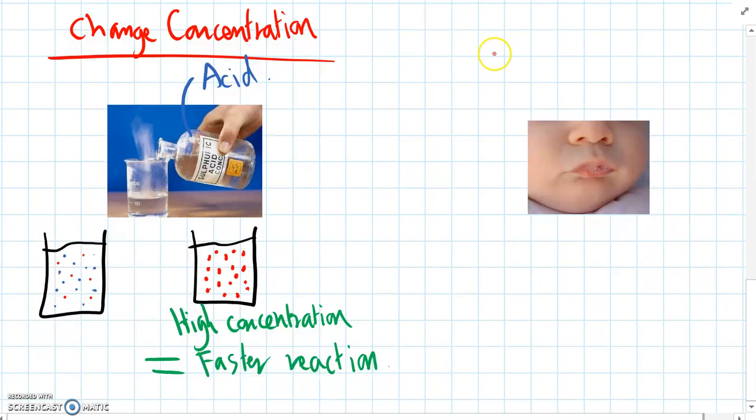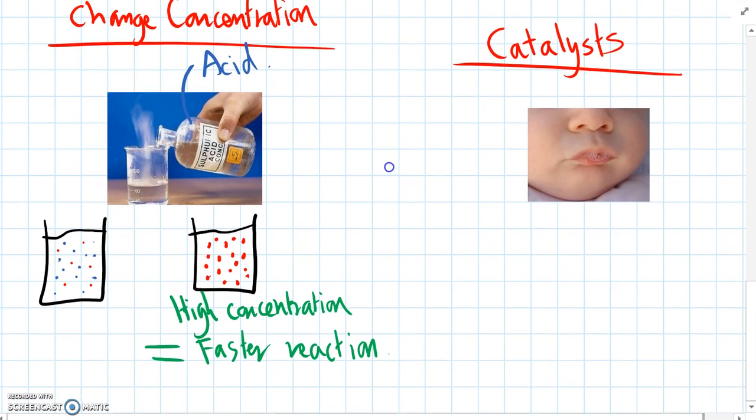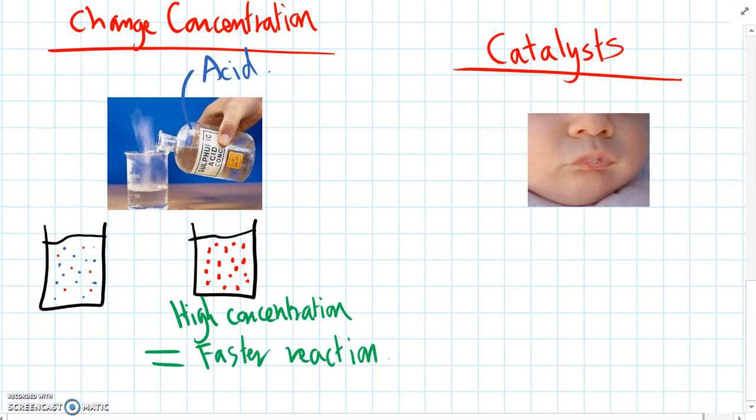Lastly, there's a special type of chemical, well, a group of chemicals that are called catalysts. And these are chemicals that on their own help to speed up reactions. But they don't actually participate and they don't change during the reaction. So, catalysts are chemicals that speed up reactions.